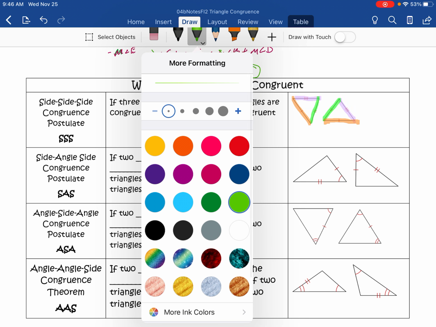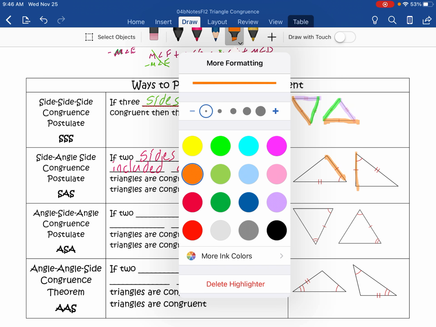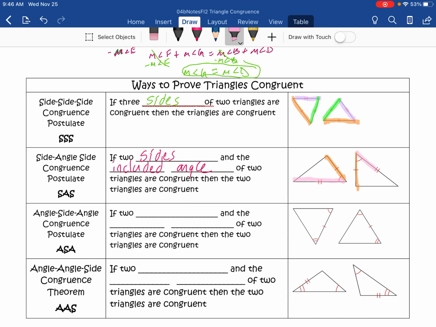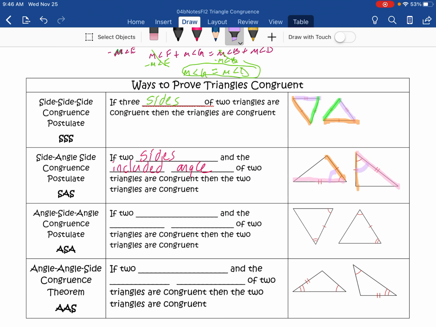Our next one, which was one of the ones that you investigated, is side, angle, side. If two sides and the included angle, and it has to be the included angle, of two triangles are congruent, then the two triangles are congruent. So for this one, I know this side is congruent to this side, this side is congruent to this side, and the included angle of those sides, this one right here, those two are congruent. So the triangles must be congruent.